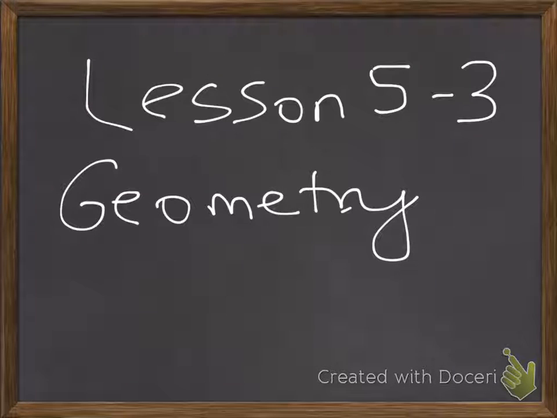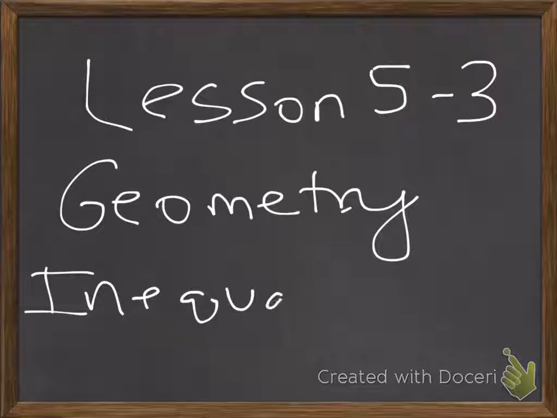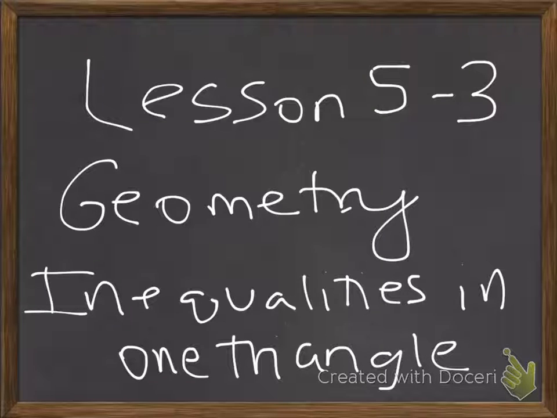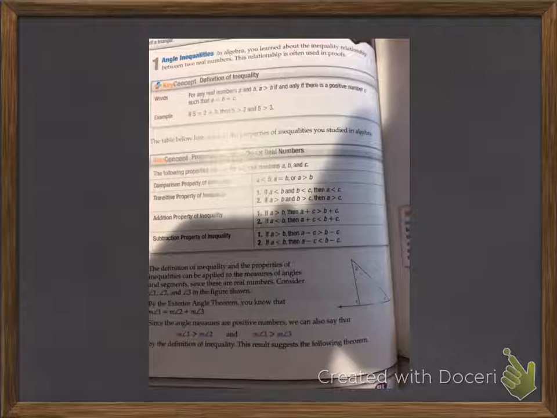Today we're looking at lesson 5.3 for geometry on inequalities in one triangle. So we're going to be comparing side lengths and angle measures to each other based on a few different theorems. So I've put a picture here of the definition of inequality, which says for any real numbers a and b, a is greater than b if and only if there is a positive number c, so that if you add b plus c together, it would equal a.